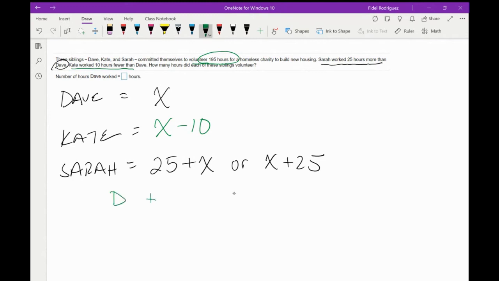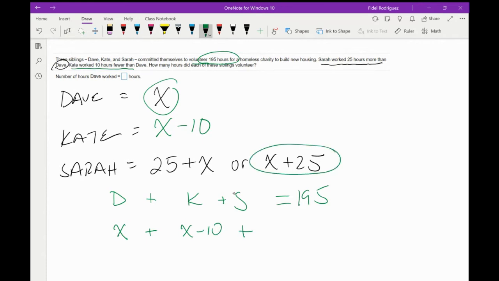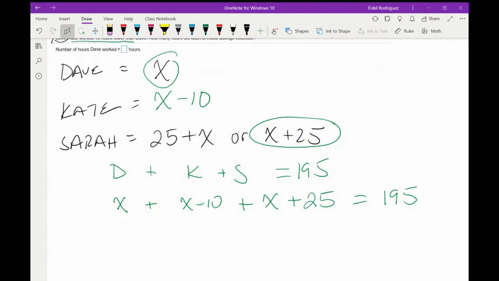So we're going to take Dave's hours plus Kate's hours plus Sarah's hours, and that has to add up to 195. So Dave's hours are X, Kate's hours are X minus 10, and Sarah's hours, I'm just going to go ahead and use this one, but it doesn't really matter, X plus 25. And that has to add up to 195, okay? So again, I see the letter X 3 times, so let's combine them. X, X, and another X is a 3X, okay?